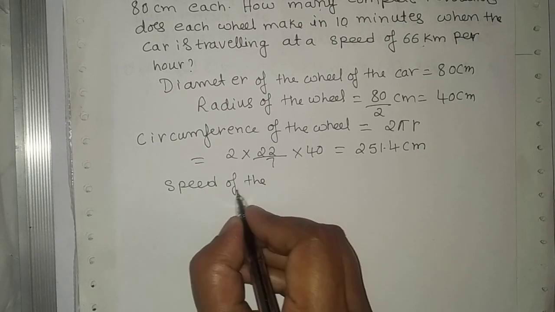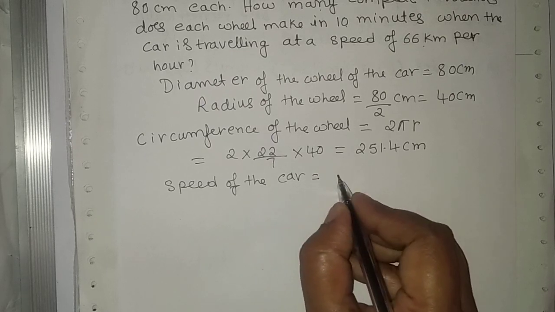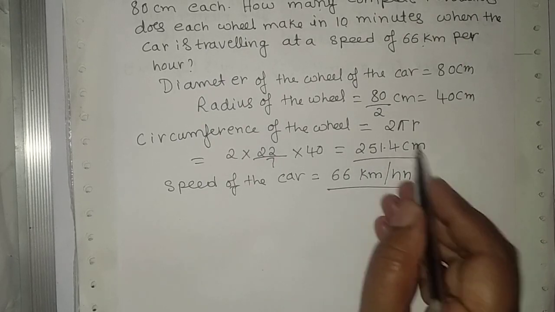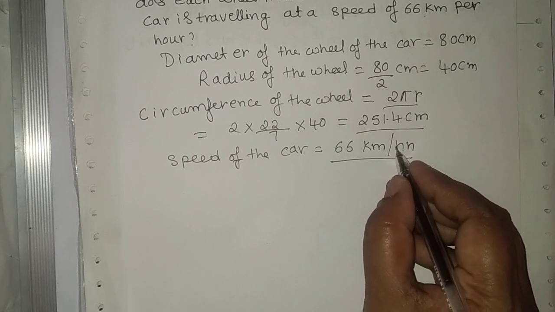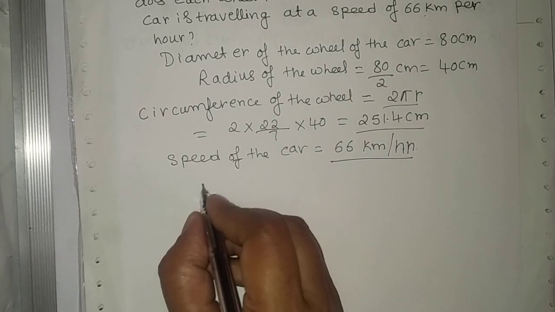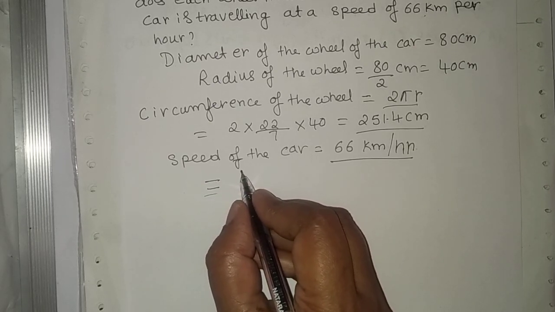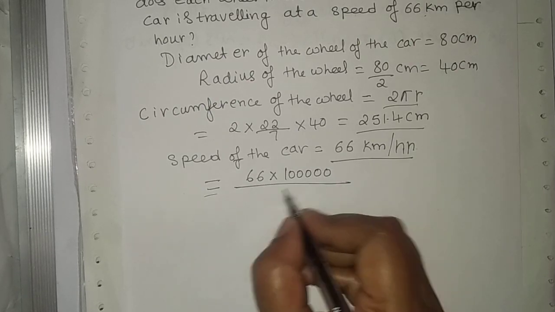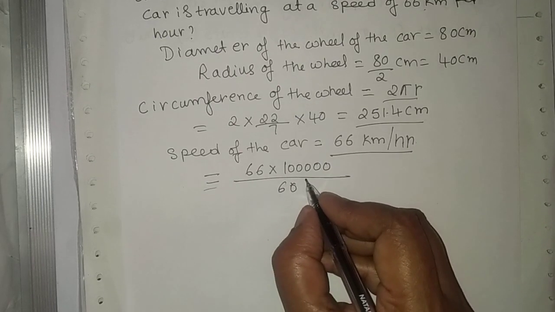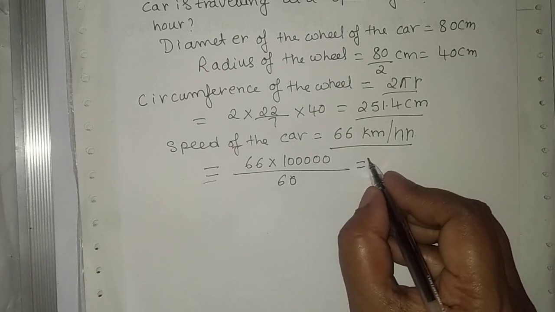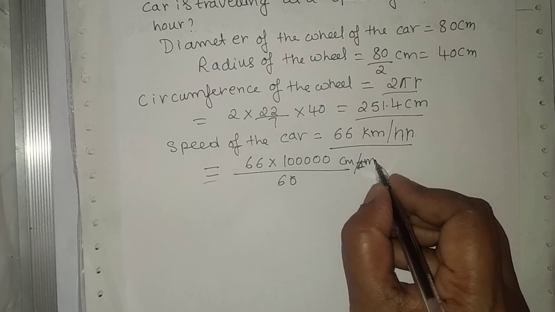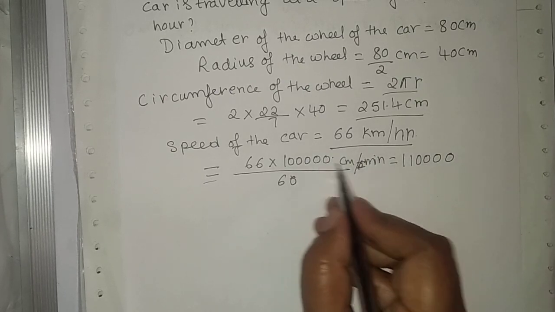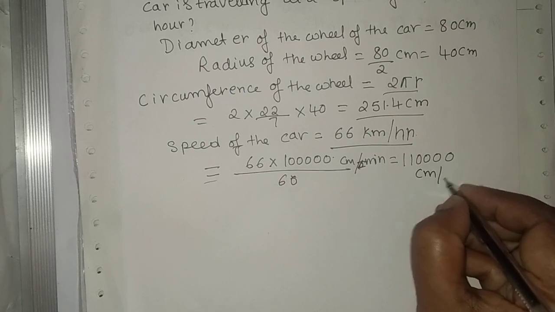After calculating the circumference of the wheel, now the speed of the car. The speed of the car is given as 66 km per hour. This is also the data given. So we have to convert it into centimeters per minute. Therefore 66 into 1 followed by 5 zeros, divided by 60, because that is 1 hour. So centimeters per minute is equal to 1 followed by 4 zeros. One zero cancels here.